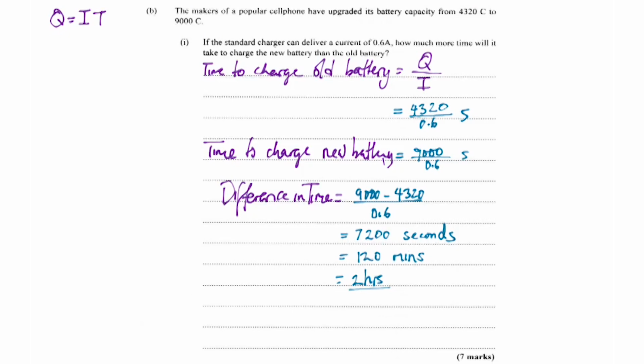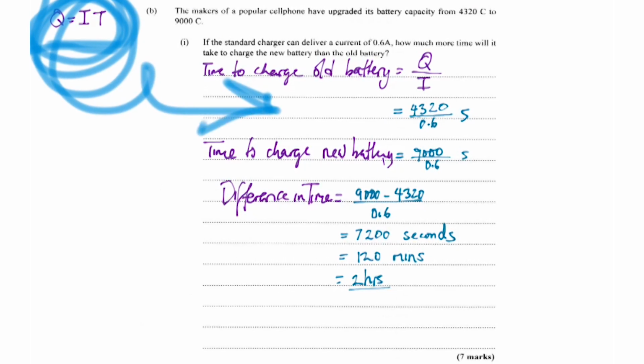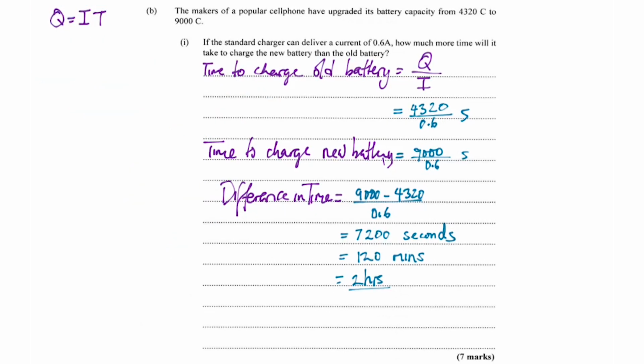Easy thing. So you're just using this formula over and over again in different forms and fashion, and even in the next part too. All right, so you rearrange to get time. You get time for the old battery. I didn't work out the exact thing, because you could stop right there and plug it in.